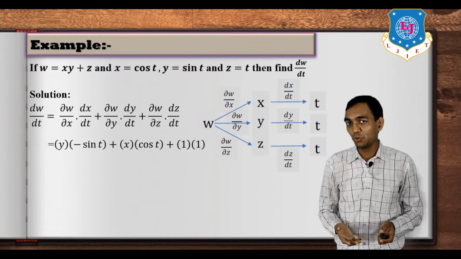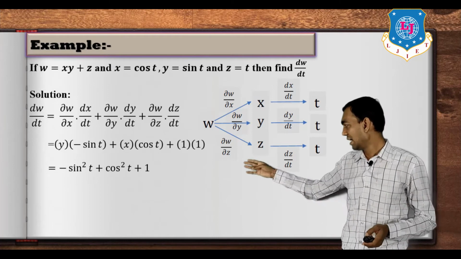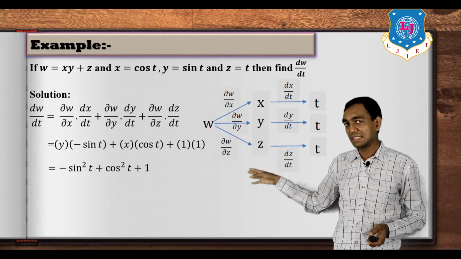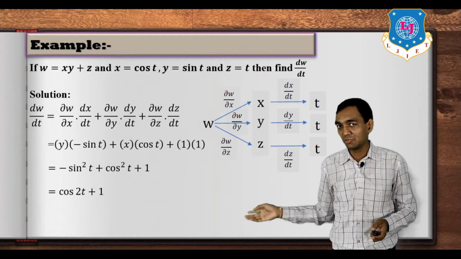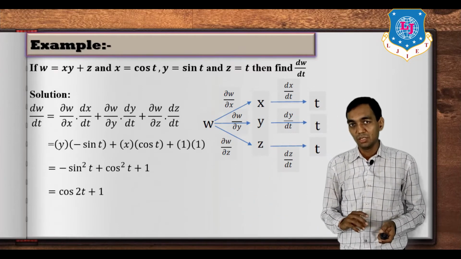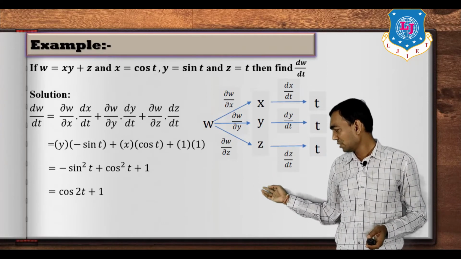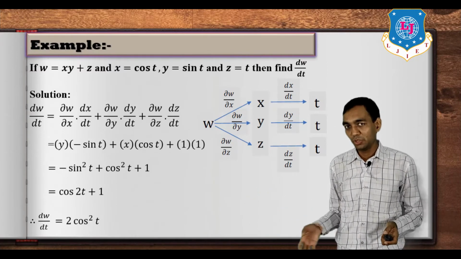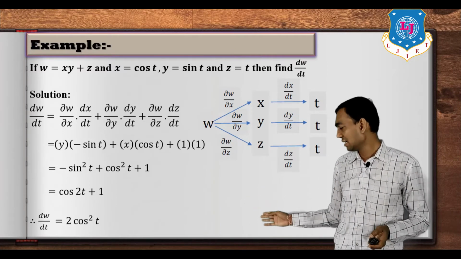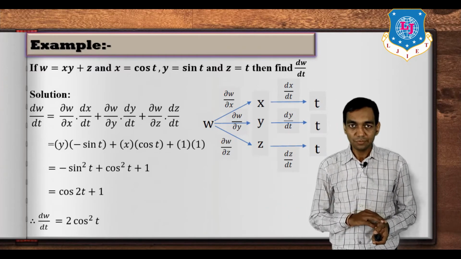Now we have to put all values in the form of parameter t. That's why putting the values of y and x will give you minus sin square t plus cos square t plus 1. But cos square t minus sin square t has a value cos 2t. So you will have cos 2t plus 1. And also we can replace 1 plus cos 2t by 2 cos square t, or you can leave it as it is. Okay, so the final answer of dw by dt is 2 cos square t.